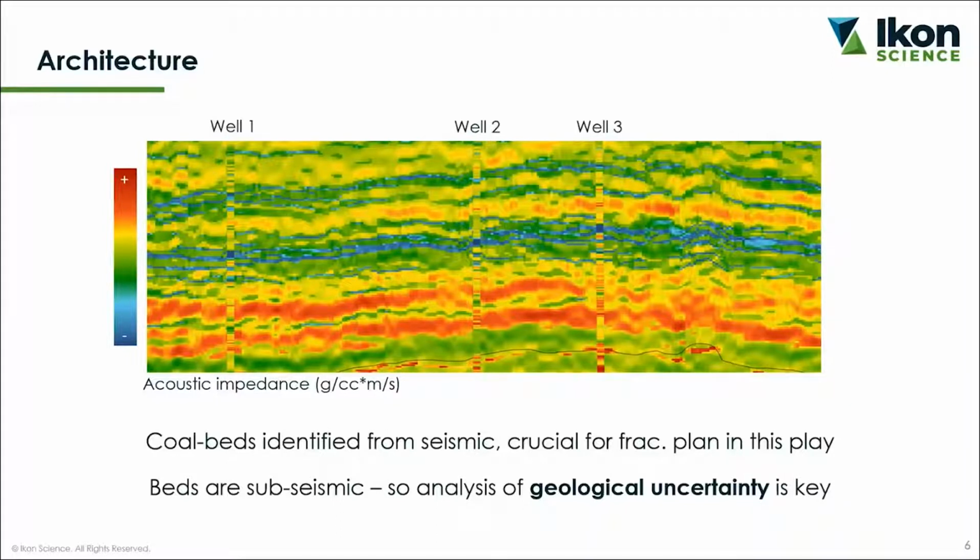Now, this particular section has been generated using our GIFI technology, which stands for Joint Impedance and Facies Inversion. That allows us to get these higher resolution images, which of course is a benefit. But equally, we also need to think about whether there are many different scenarios and realizations we can generate in order to understand the geological uncertainty in this case. So how sure can we be at a given pixel if there's a coal bed seam there or not? And as I say, in this case, it's important to identify those seams because it's crucial for our fracture planning. So geological uncertainty and being able to analyze that is key. And we'll have a look later at how we might do that.